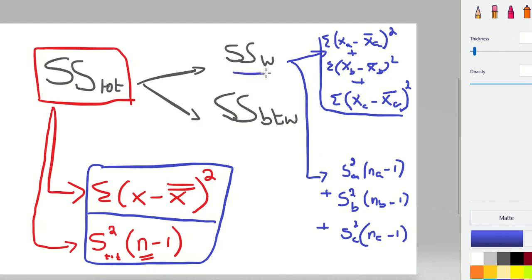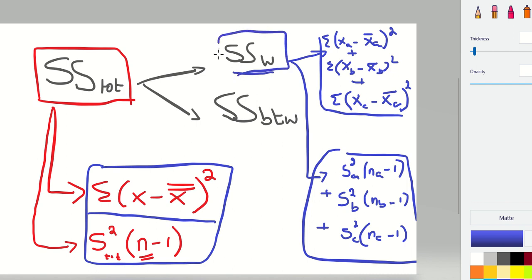For the within, you have two options. Either you're going to do that for every group by itself, group by group. So you're going to sum the squares within group A, sum the squares within group B, sum the squares within group C. Or what you can do is utilize the standard deviation of group A, standard deviation of group B, standard deviation of group C. How do you do that? You square the standard deviation and you multiply by the degrees of freedom of group A, which is the number in group A minus 1. نفس الشيء for B and نفس الشيء for C. You add these three together, and you get the sum of square within.